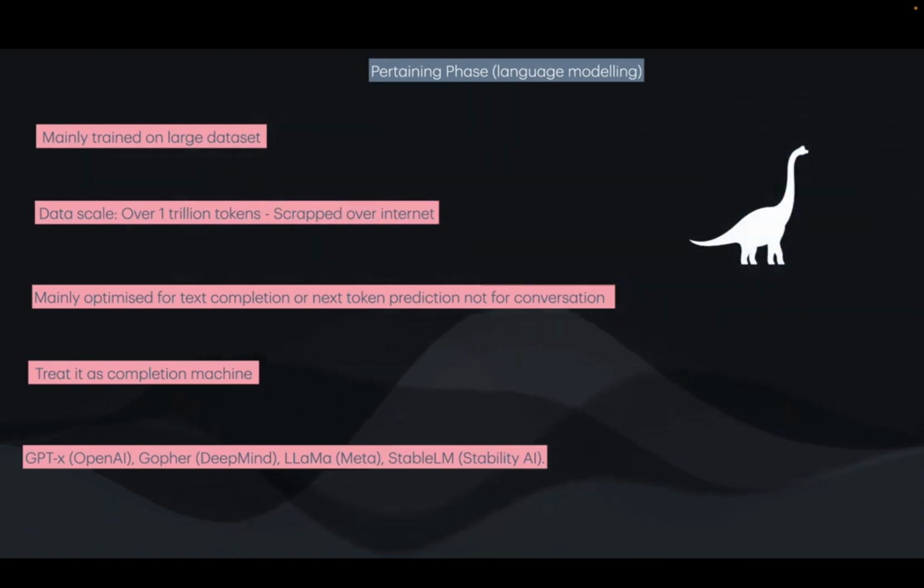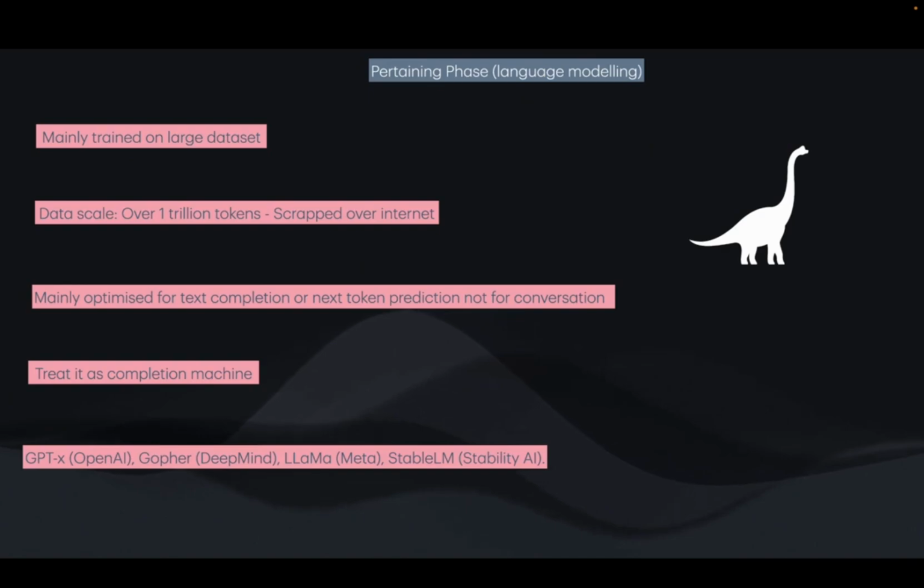At this phase, you can think of this model as an untamed dinosaur, right? A huge model which is trained on a very large amount of tokens, which generally spans over 1 trillion tokens. This model is a very huge, gigantic dinosaur which you can think of, and it is not optimized for conversational purposes, right?